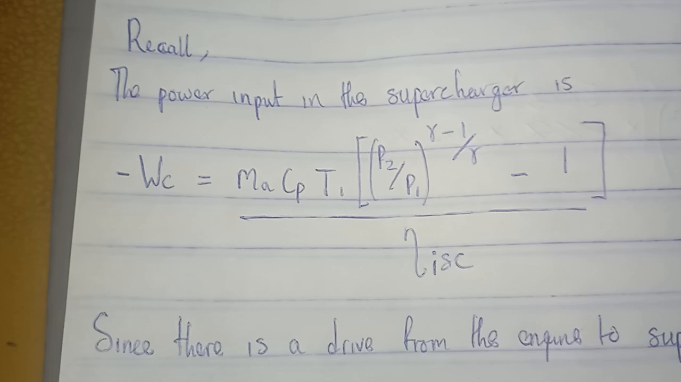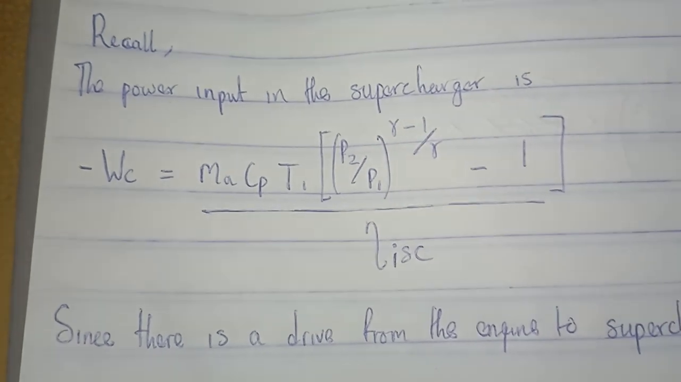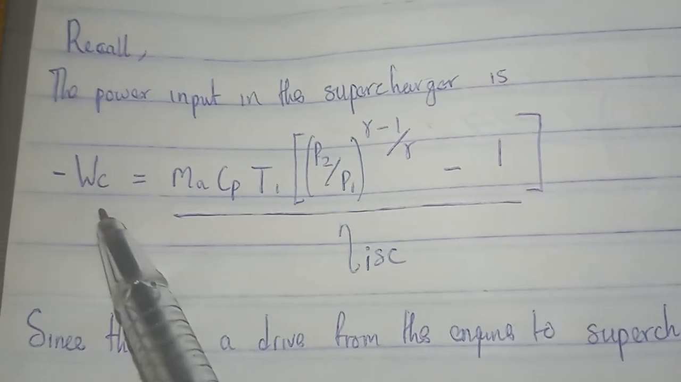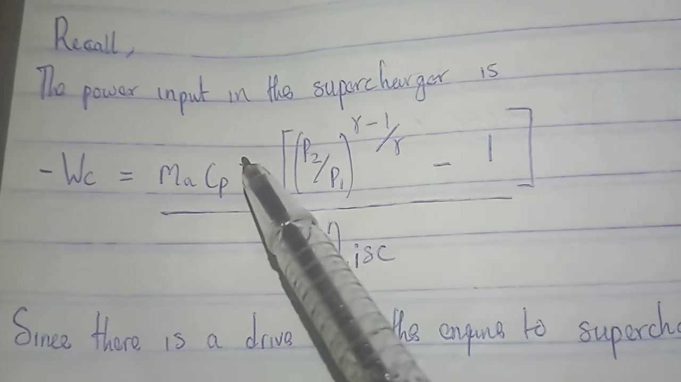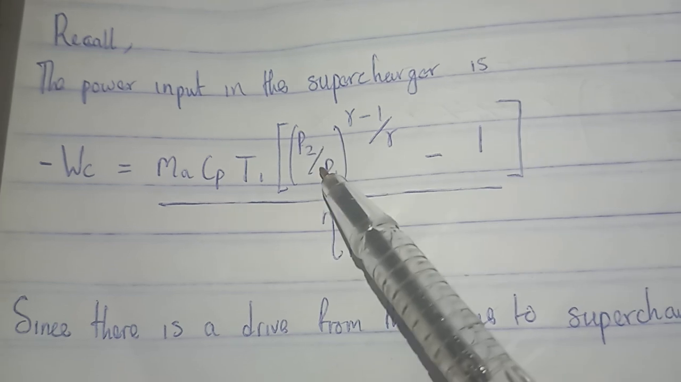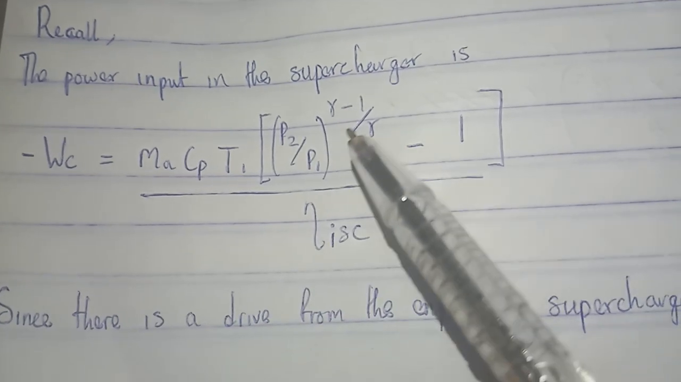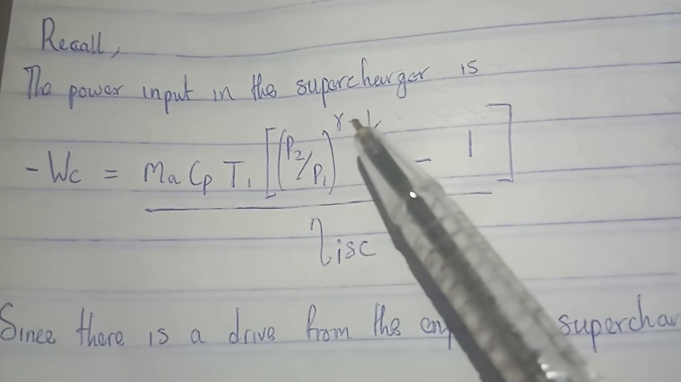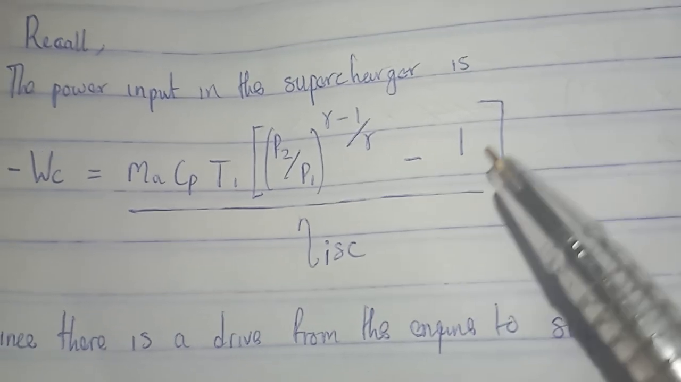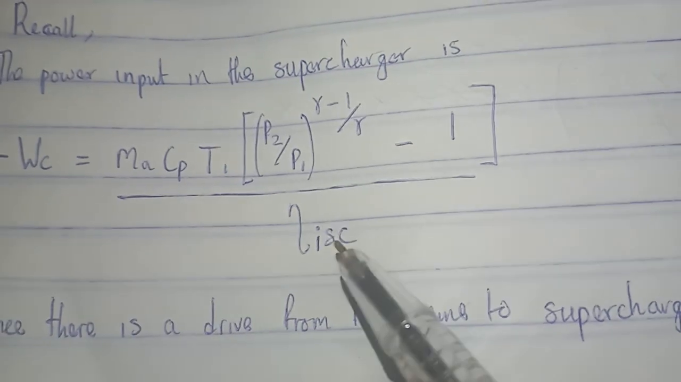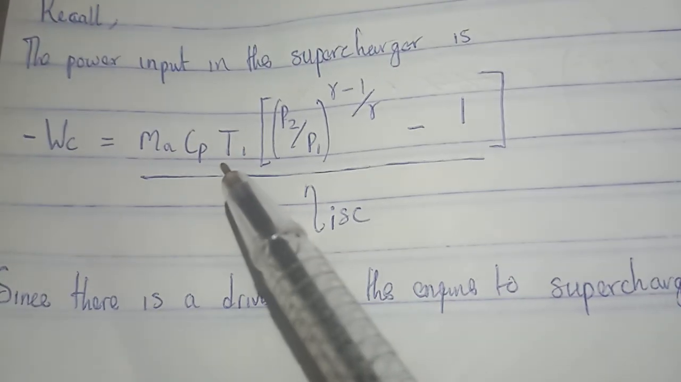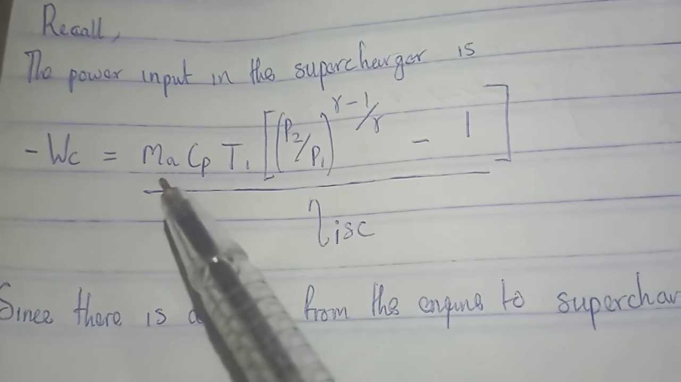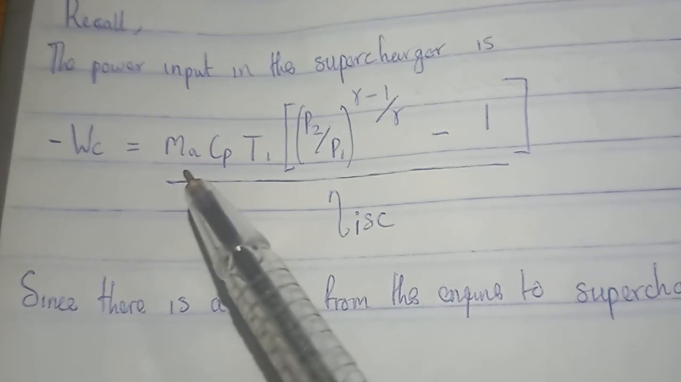So the power input in the supercharger is given by this formula. WC, that is work of the compressor, is equal to MA times CP times T1 times the pressure ratio raised to the power gamma minus 1 over gamma, minus 1, all over your isentropic compression efficiency. We have our pressure ratio, we have our gamma, we have our T1, we have our CP, we don't have our mass of air. So this is what we're going to look for now.